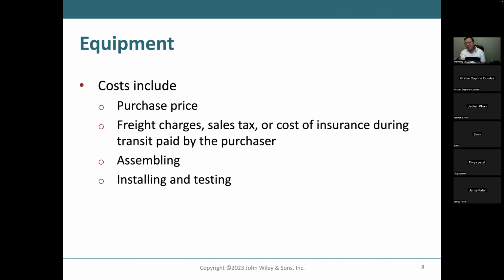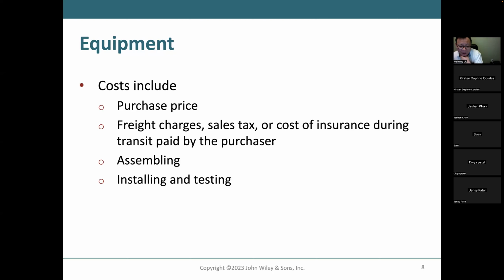So when you record the cost of equipment, you should include the purchase price, and also the freight charges, right? Sometimes this equipment is very heavy. You cannot easily fit that giant, heavy equipment into your caravan, so you probably have to hire a trucking company to deliver it to your factory. So that's freight charges. Sales tax, right?